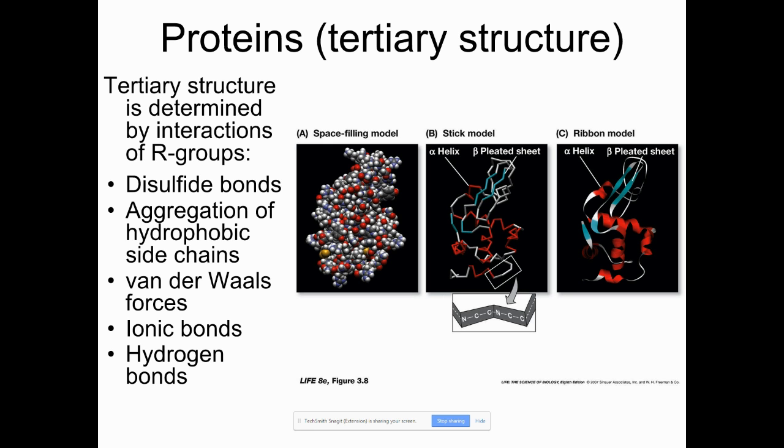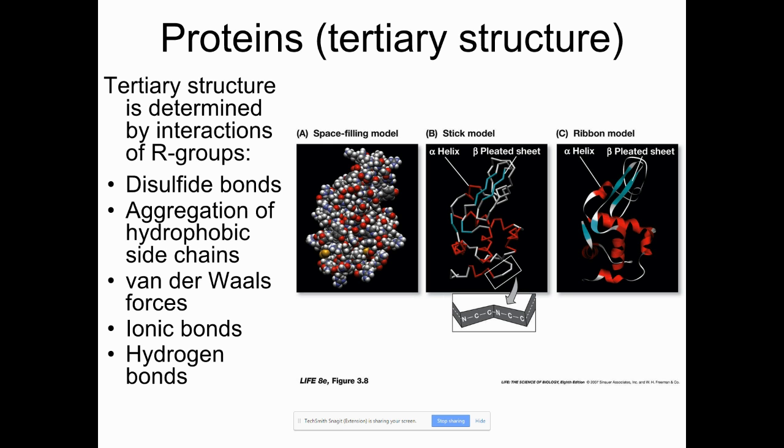Aggregation of hydrophobic side chains. That's just saying I have a series of amino acids whose R groups are non-polar, right? They're hydrophobic. They're going to force folding into the center of that protein most likely. They're going to try to avoid connections. They can form van der Waals versus ionic bonds. They literally can form ionic bonds with one another.